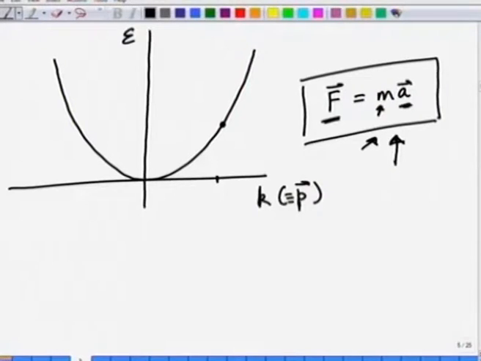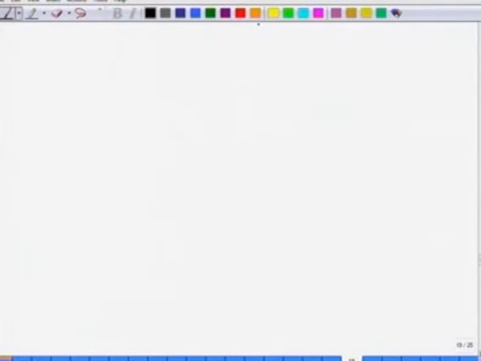So, in that context you can see that I can define a quantity called velocity, which simply is the slope of E versus k diagram. Of course, 1 by h bar factor is also there. So, we can take the slope of E versus k diagram and define the velocity. So, let us do that. Let us plot this diagram out first. As we go along, let us keep plotting it.